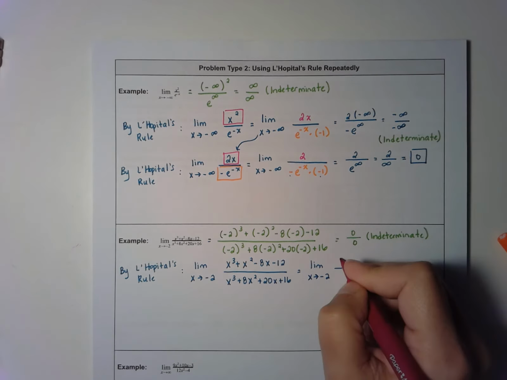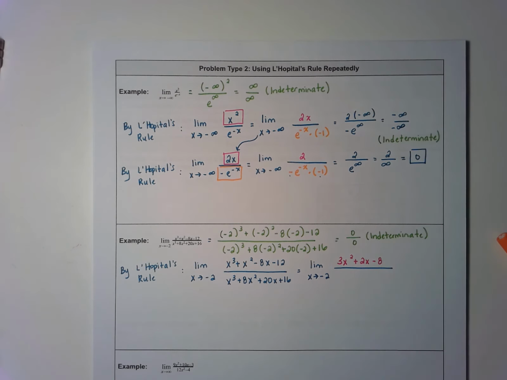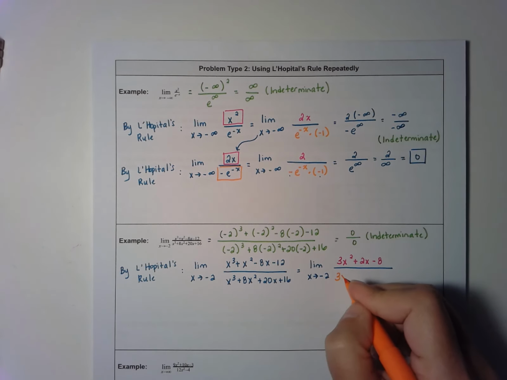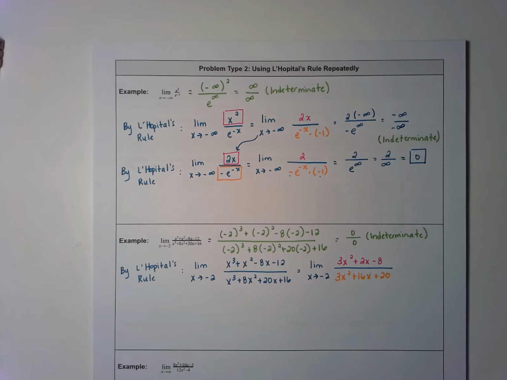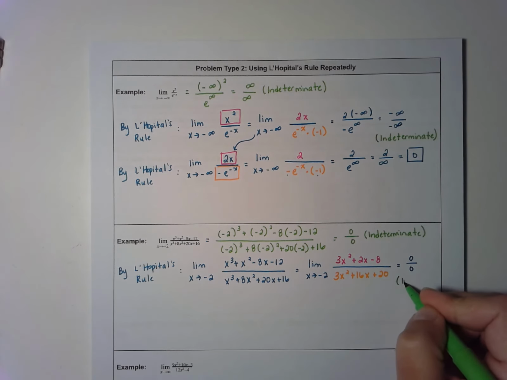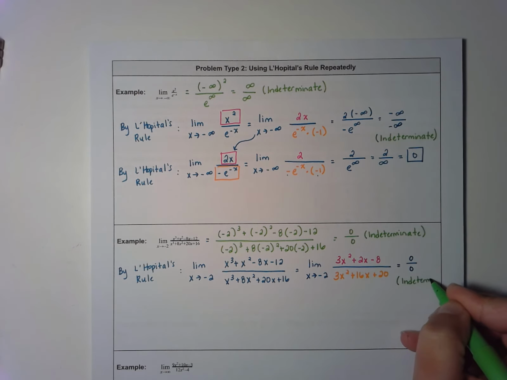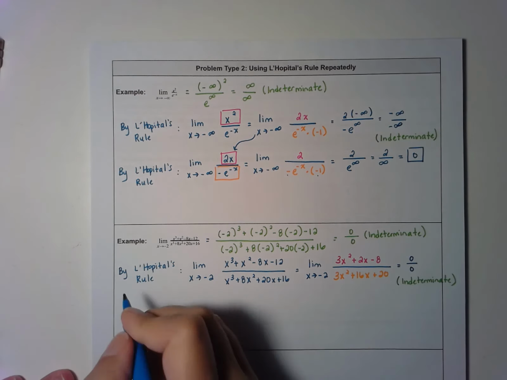Now the derivative of the top here would be 3x squared plus 2x minus 8, and the derivative of the bottom here would be 3x squared plus 16x plus 20. Now when you try substituting in -2, you get 12 minus 12, so you get 0 over, and this would be 12 minus 12, which is 0 again. Again, we have a limit that is indeterminate. So once again, we're going to apply L'Hopital's rule to find the value of the limit.